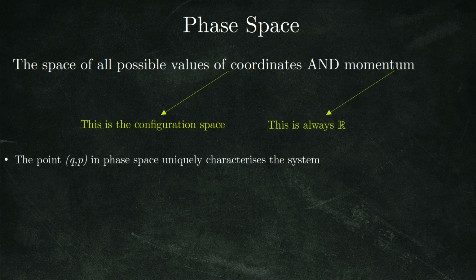If we take a point in phase space, and a point in phase space is just given by the coordinate and the momentum, this point uniquely characterizes the system. So once we fix the point, we know exactly how it's going to evolve. Now this is different from configuration space. In configuration space, we just saw where the system is. In order to know how it's going to evolve, we would also need the velocities. However, now, because phase space includes position and momentum, a single point tells us everything we need to know.